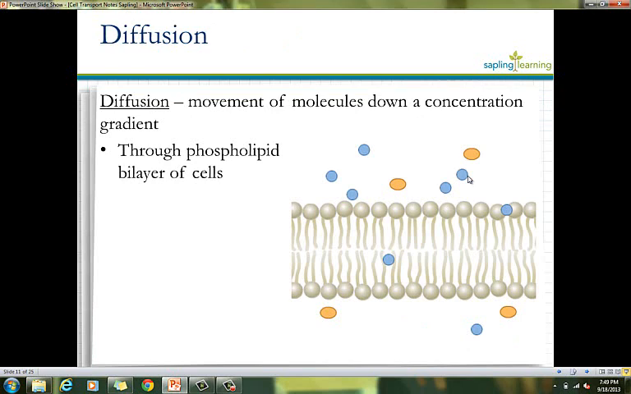Diffusion is the net movement of molecules down a concentration gradient. In cells, this occurs through that phospholipid bilayer. Diffusion is the simplest form of cellular transportation.